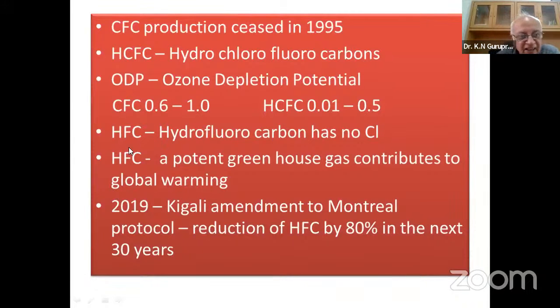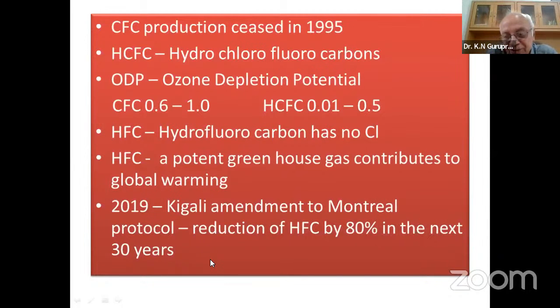HFC, because this doesn't have chlorine. Although it reduces the destruction of ozone, this HFC has another problem because it is a potent greenhouse gas that contributes to global warming. And so in 2019, this is the latest, there was an amendment to the Montreal Protocol to reduce this gas also by 80% in the next 30 years. And so the research continues.